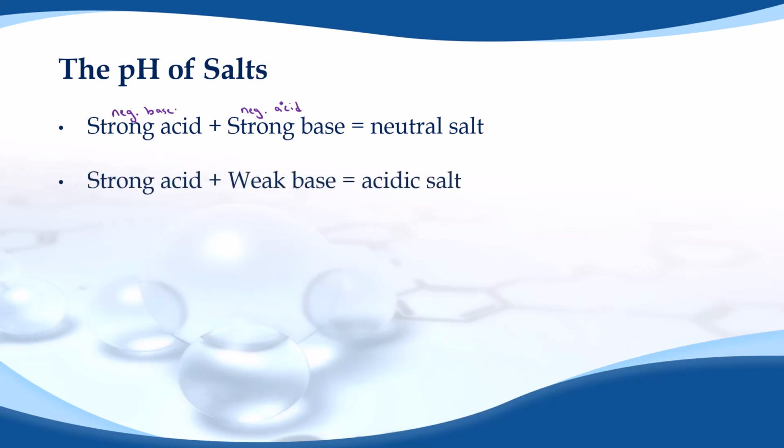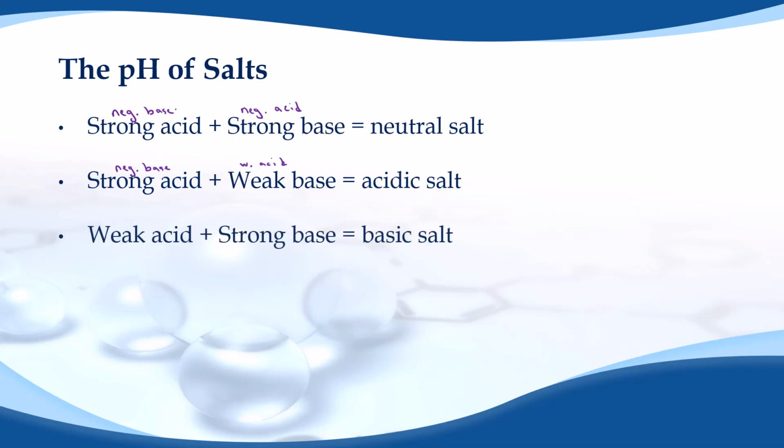Now if we switch over to a strong acid and a weak base, the strong acid is stronger than the base is weak, so the salt will be acidic. And again, if we look at the ions, the conjugate base here is negligible. For a weak base, the conjugate acid is a weak acid, so weakly acidic. Weakly acidic and negligibly basic will make a salt that is slightly acidic.